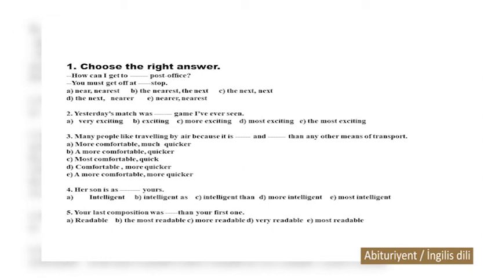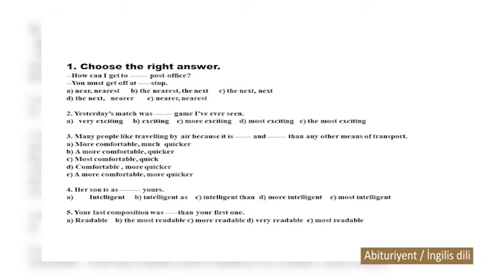Then a more comfortable, more quicker. Again the problem is with more quicker. Which one is here? More comfortable and much quicker. With comparative degree we can use much. So our correct variant is A.